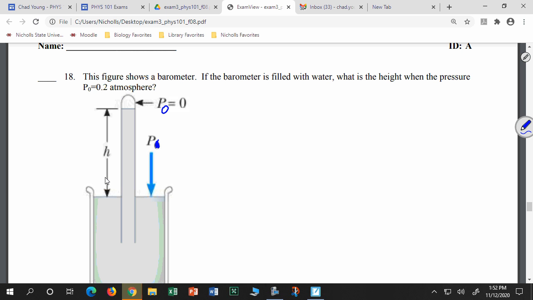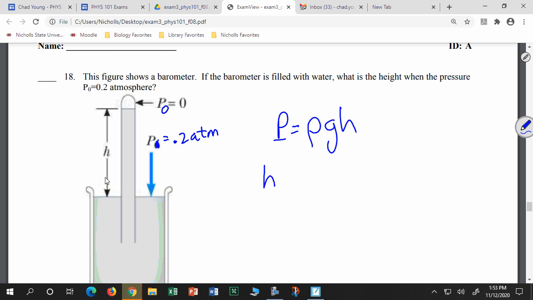So this is equal to 0.2 atmospheres, and I want to know what the height is. I know that P is equal to rho g h, because P naught is 0 in this case. If I want to know the height, it's filled with water. You might know that already.